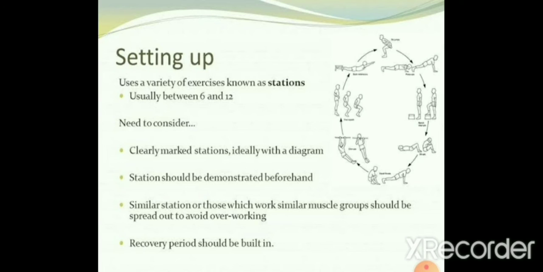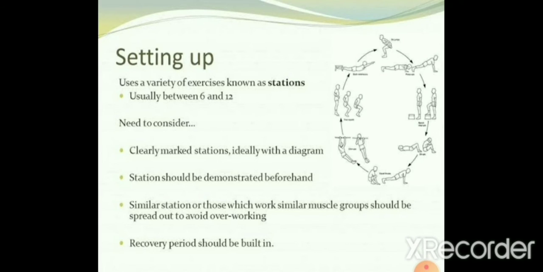Next is the setup or the procedure of circuit training. Circuit training consists of 6 to 12 strength exercises which are completed one exercise after another. Each exercise is performed for a specified number of repetitions or for a set time before moving on to the next exercise. The exercises within each circuit are separated by a short rest period, and each circuit is separated by a longer rest period.